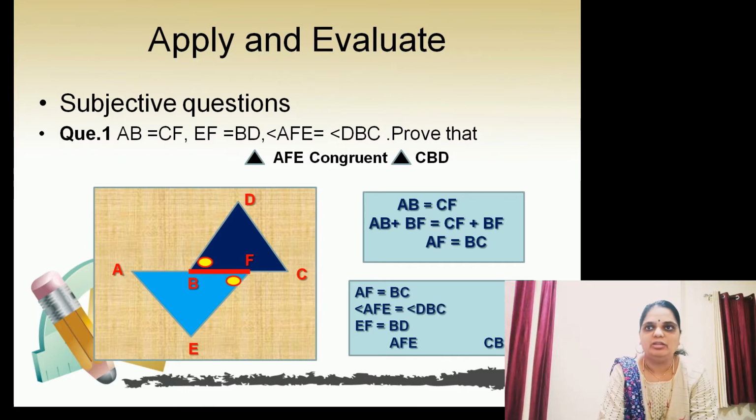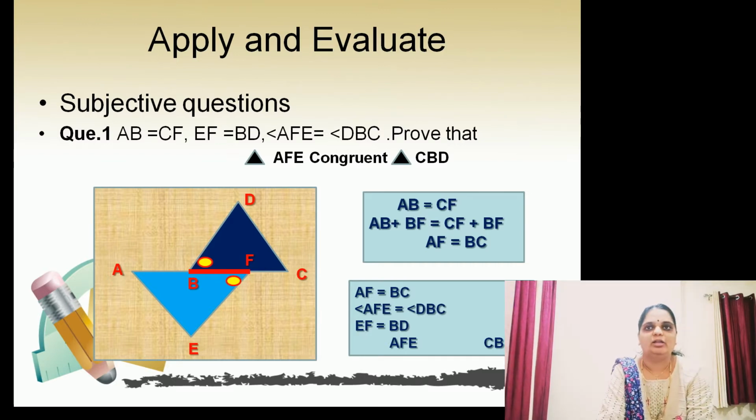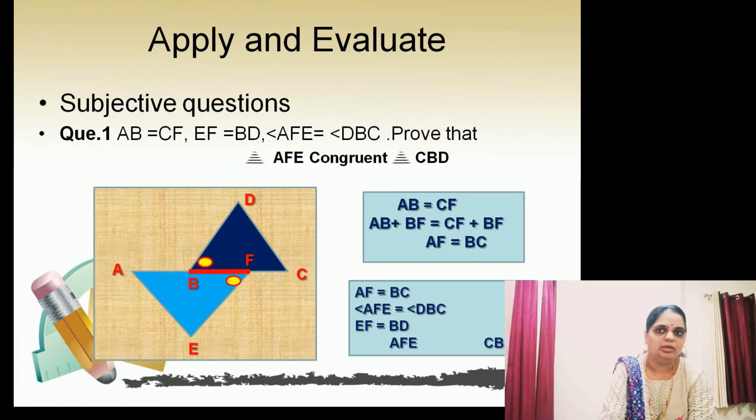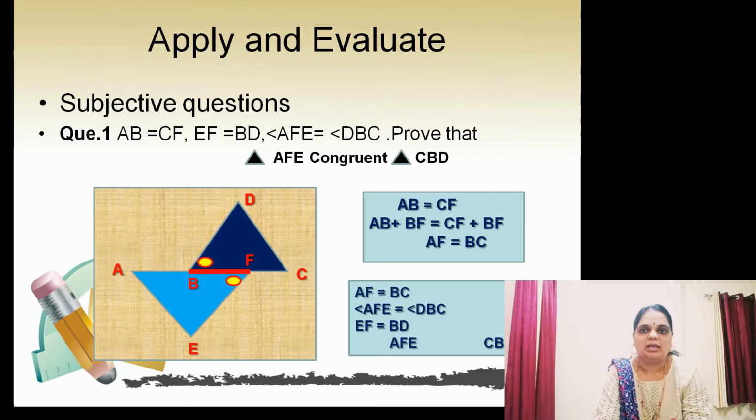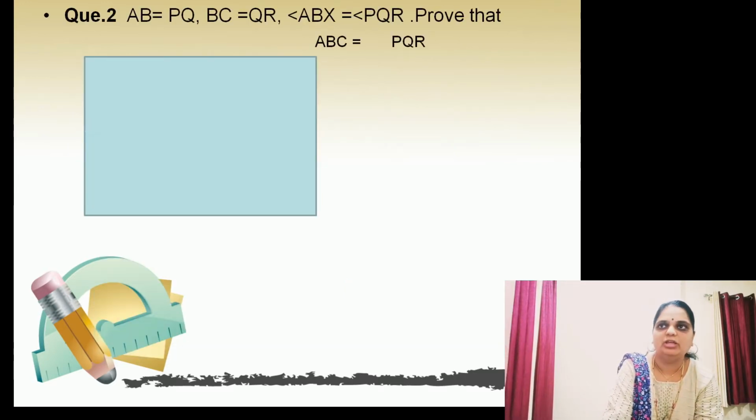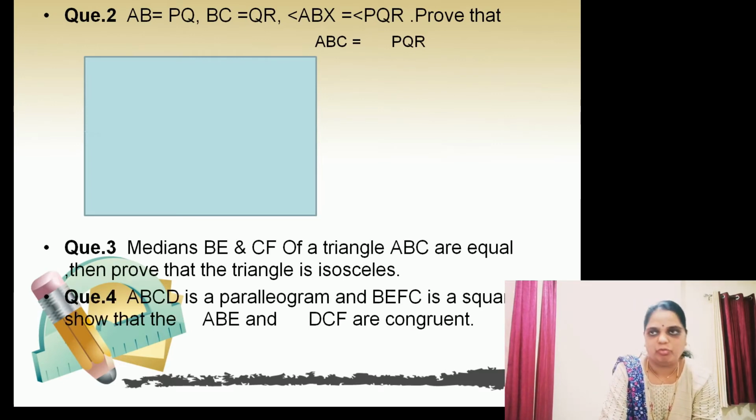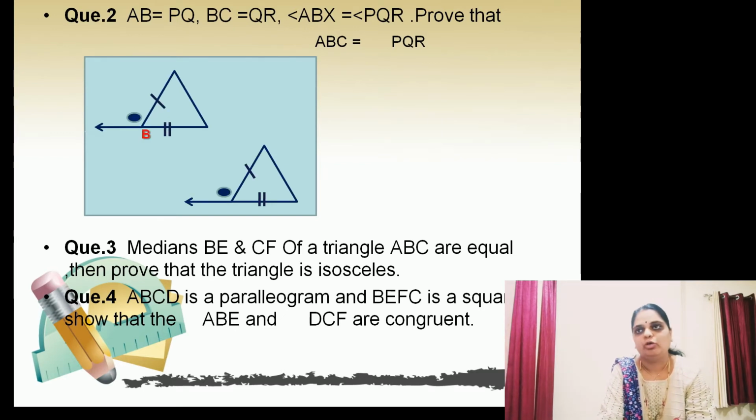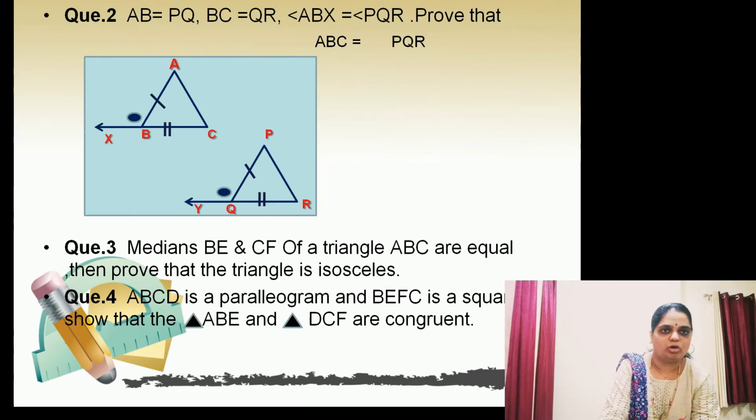So by writing this proof we can see that in triangle AFE and triangle CBD, segment AF is congruent to segment BC, angle F is congruent to angle B, and segment EF is congruent to segment BD. That means triangle AFE is congruent to triangle CBD by the SAS test. Here we see some other problems, question 2, question 3 and question 4. By using the SAS test we can try to solve all these questions.